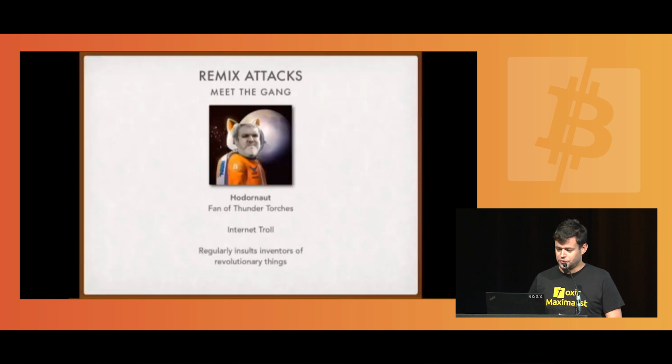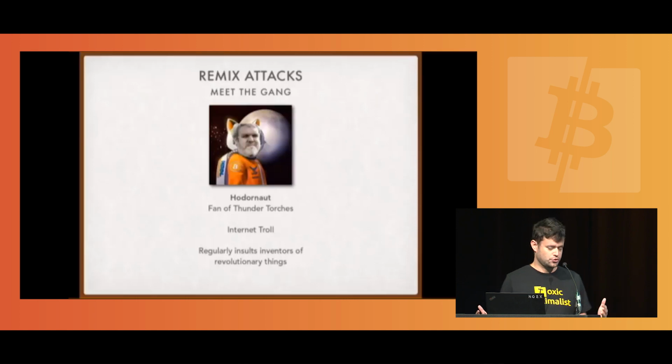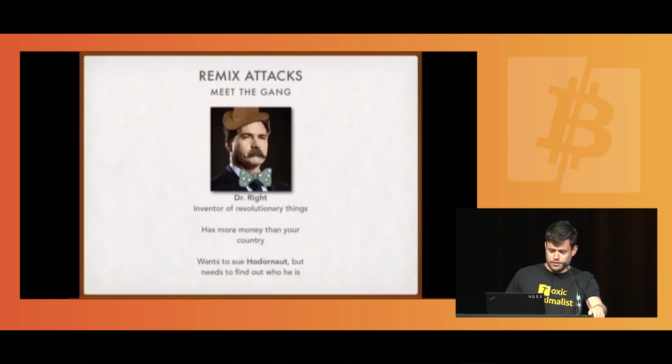So let's start. The first one is Hodornaut. He's a fan of thunder torches, or whatever those are. He's also an internet troll, and he regularly insults inventors of revolutionary things, so people who invent great, amazing things. The next one is Dr. Right. It's right as opposed to left, okay? And he's an inventor of revolutionary things. He has more money than your country, of course, and he wants to sue Hodornaut because he insulted him, but he needs to find out who he is in order to do that.